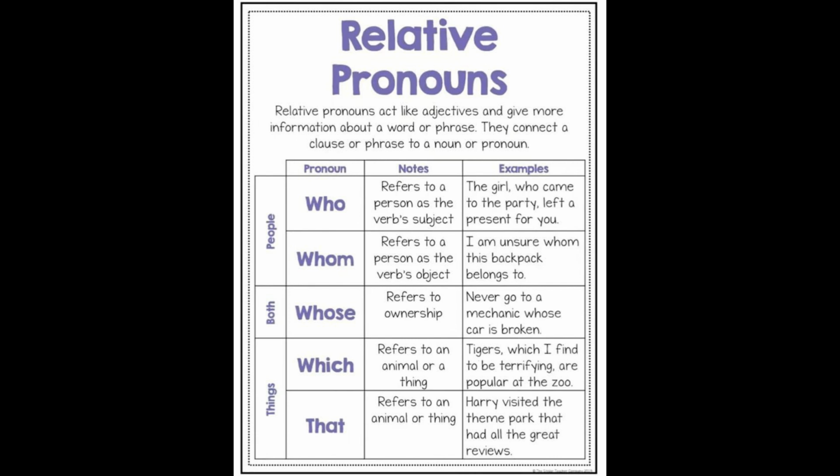Moving on to pronouns used for things, or sometimes for both people and things. First, there's which. It refers to an animal or a thing. For instance, tigers, which I find terrifying, are popular at the zoo. Notice how the clause adds extra information about tigers?